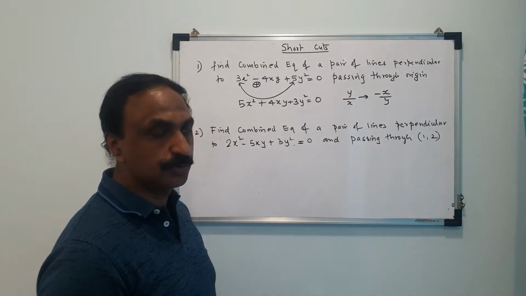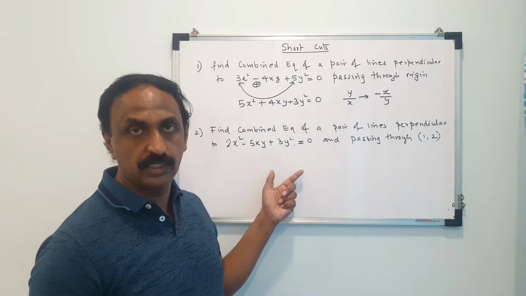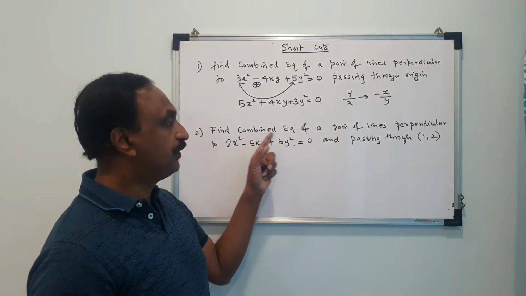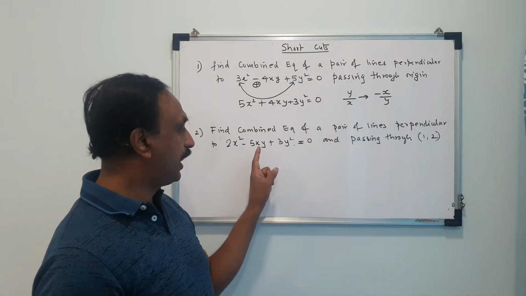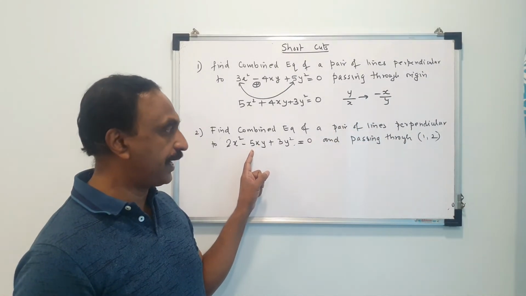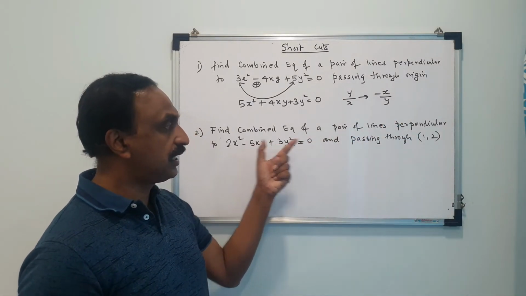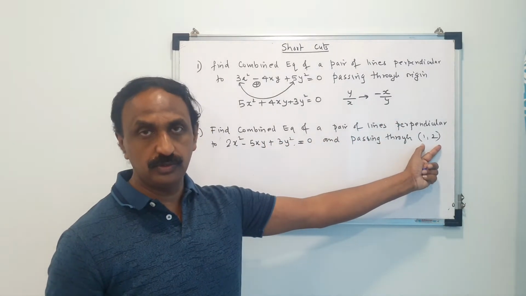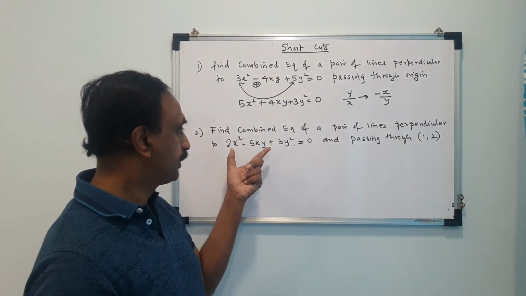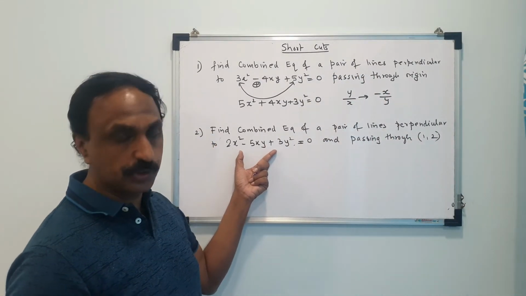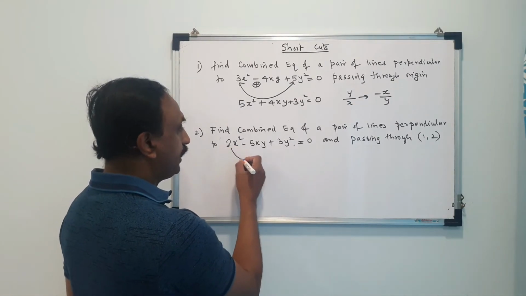Now let's have a look at this problem which I just now solved, the previous problem, which I'm going to do in one step. What are the conditions? The required lines, whose equation we want to find, should be perpendicular to this and should also pass through (1, 2). The earlier one was passing through the origin. This one is passing through (1, 2). So first I'll find the equation of the perpendicular one. How do you obtain the perpendicular one?